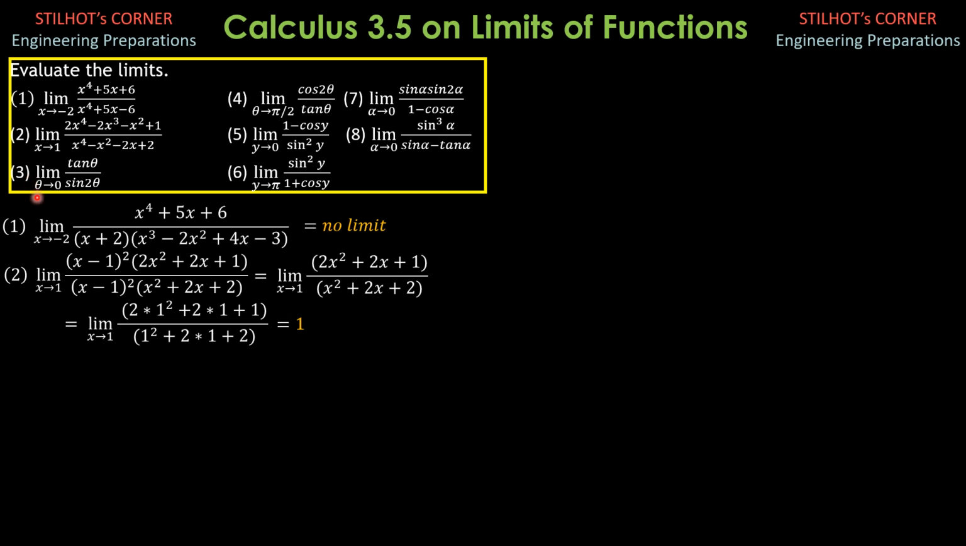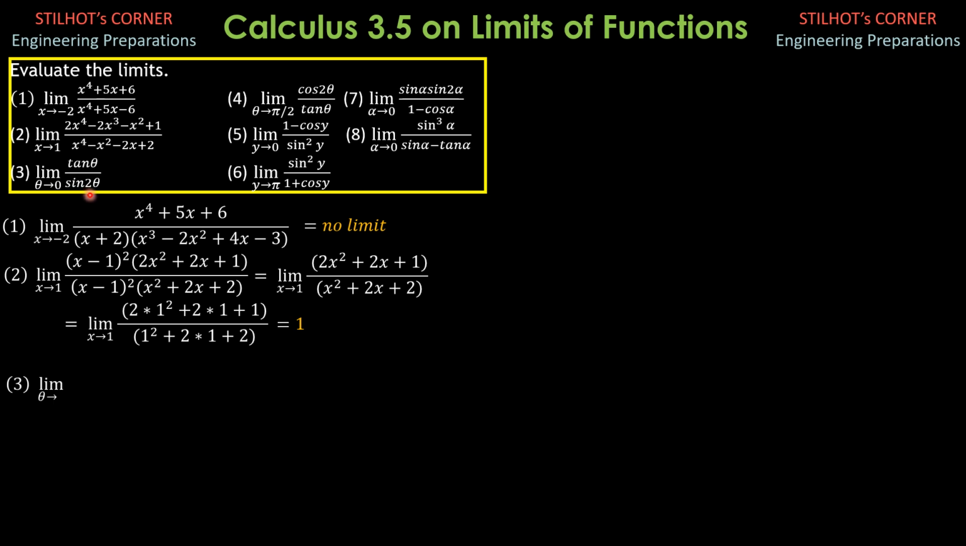For 3, as theta approaches 0, the denominator approaches 0 as well as the numerator because tangent of 0 is 0. Sine of 2 times 0 is 0, but these are not exactly zeros, but approaching zeros. So we simplify this expression by replacing sine 2 theta by its equivalent from double angle formulas. Sine 2 theta is 2 sine theta cosine theta.